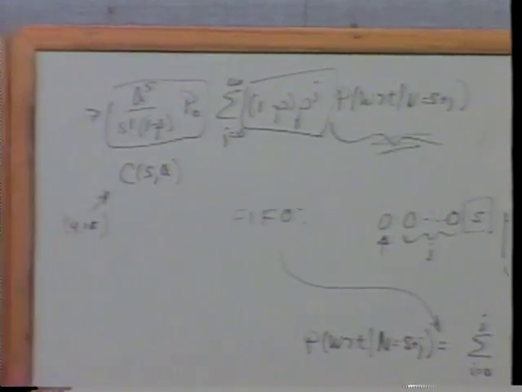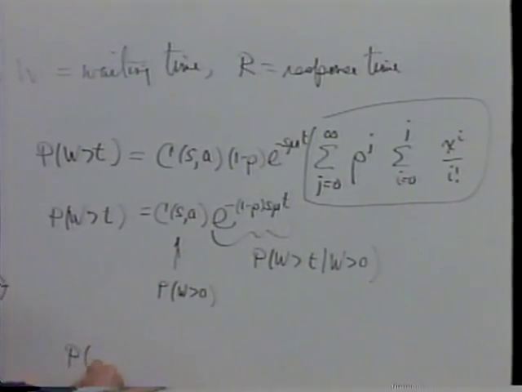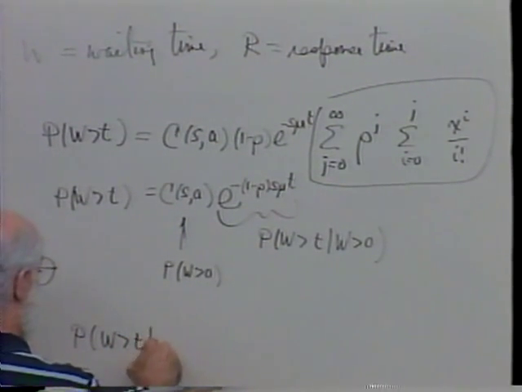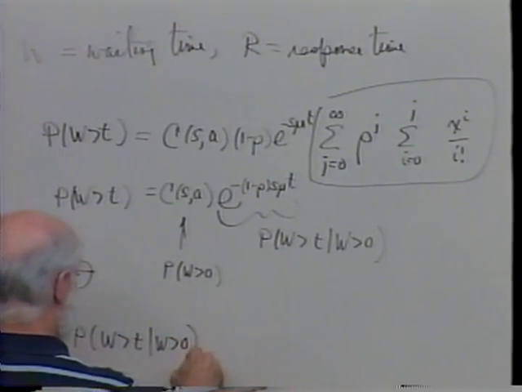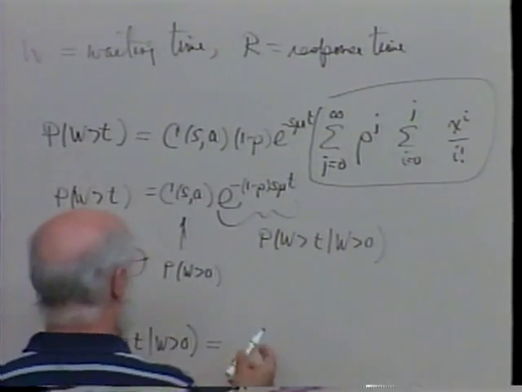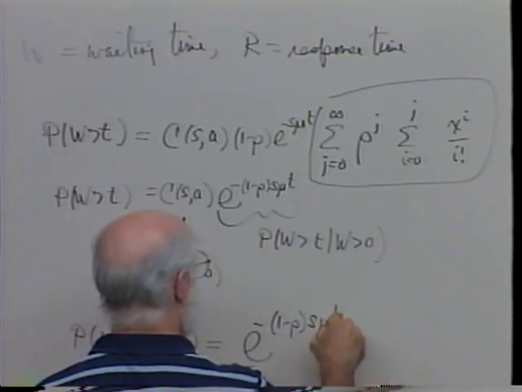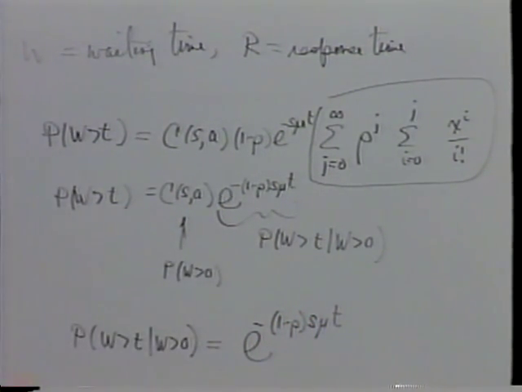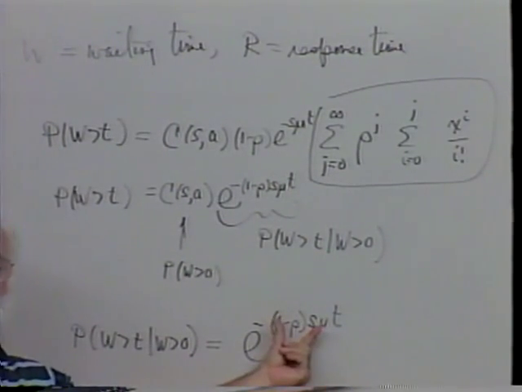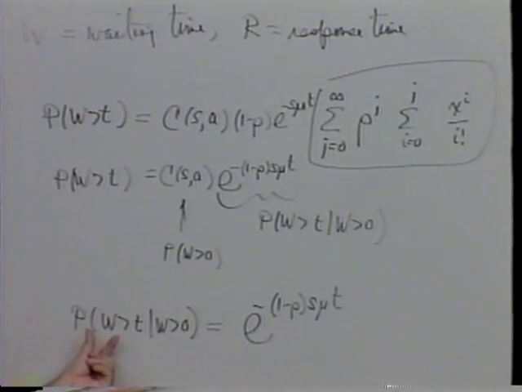Now, what does this say? I'll write it out. It says that the conditional probability of waiting greater than t, given that you wait greater than 0, in other words, the conditional distribution of w apparently is exponential, e to the minus 1 minus rho s mu t. Right? Because it's of the form e to the minus something. So that means that there's no memory in this variable.